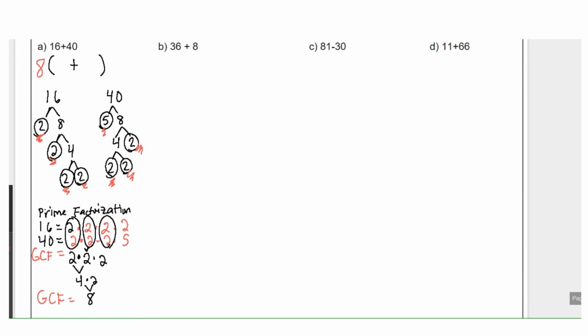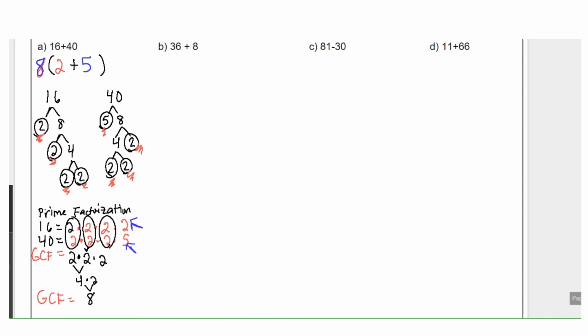And then I want to multiply 8 times what number will give me 16? That'll be a 2. So I can come back down here to my prime factorization and notice that I have 2 left over. So that's the other factor that I will multiply to get the 16. And then 8 times what number will give me 40? And that's a 5. You can go back to your prime factorization and see that you have a 5 left as a factor. So whatever you have left as a factor, you can multiply them to get the number that you need to multiply the greatest common factor by to get the original number.